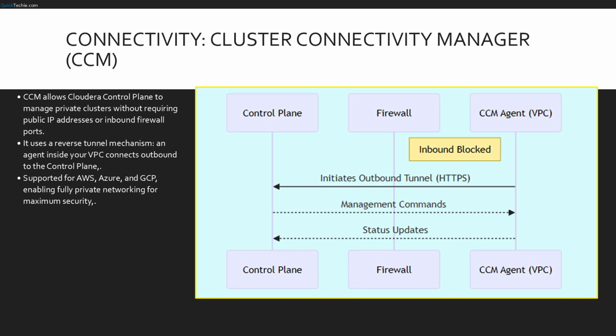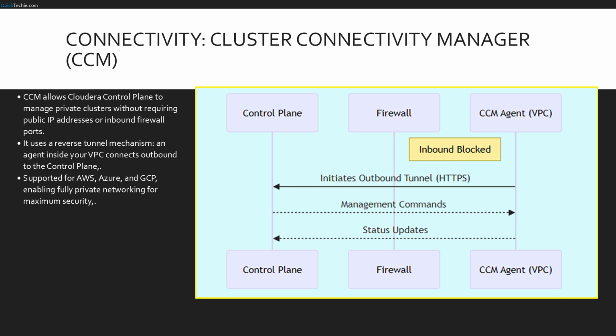A common question is, how does Cloudera manage my cluster if it's in a private network? The answer is the Cluster Connectivity Manager, or CCM. Instead of opening dangerous inbound ports in your firewall, CCM uses a reverse tunnel architecture. An agent running inside your private VPC establishes a secure, outbound connection to the Cloudera control plane. All management traffic flows back through this pre-established tunnel. This architecture allows you to deploy fully private clusters on AWS, Azure, or GCP with no public IP addresses, satisfying the strictest security compliance requirements.